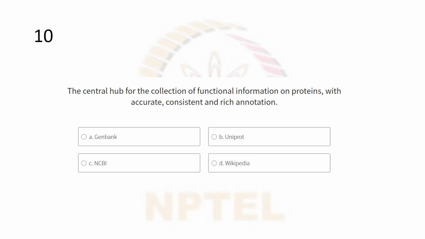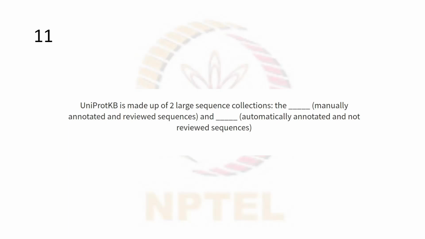The central hub for collection of functional information on proteins with accurate, consistent and rich annotation is UniProt. So we have a few more alignment questions. After that I'll be demonstrating UniProt, how to extract information from UniProt. Yeah, I have one more question.